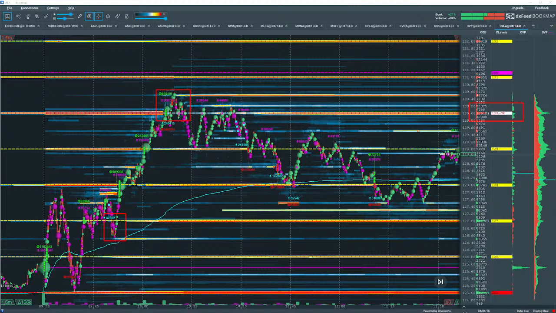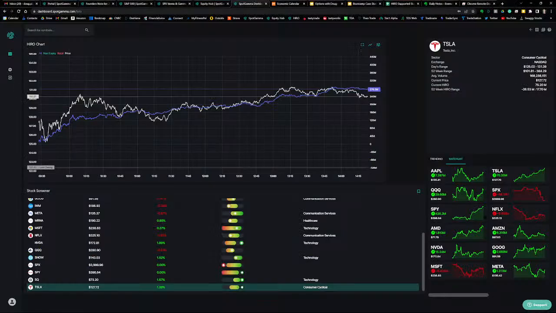And Sam Pan asked, what color indicates what? White, etc. I assume you're referring to the hero chart. Let's take a quick look at hero for Tesla. And white is price, and the purple line is the total line. That shows put and call transactions. I'm reading a question from RT.